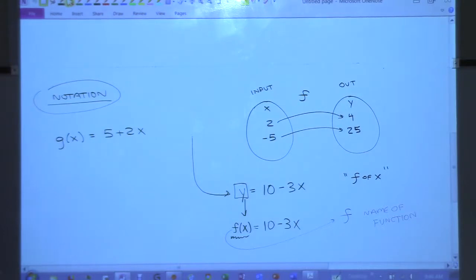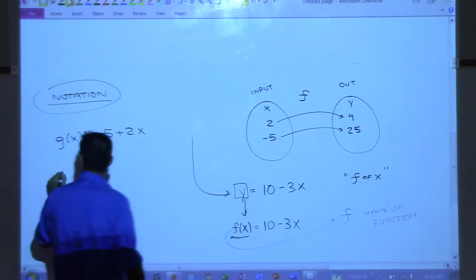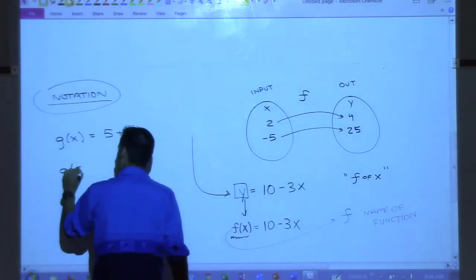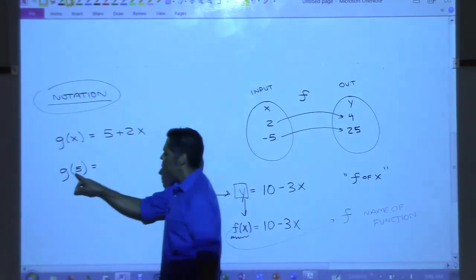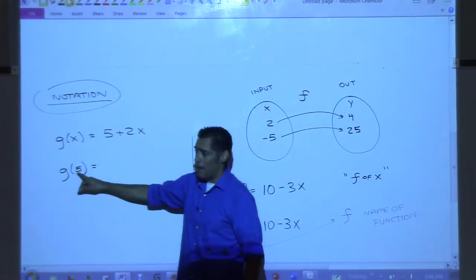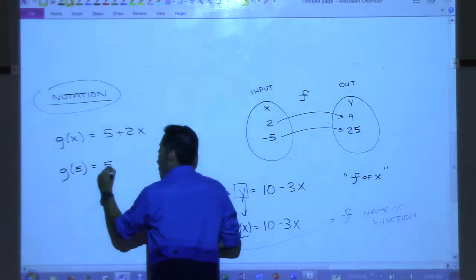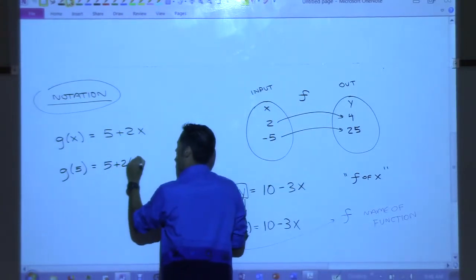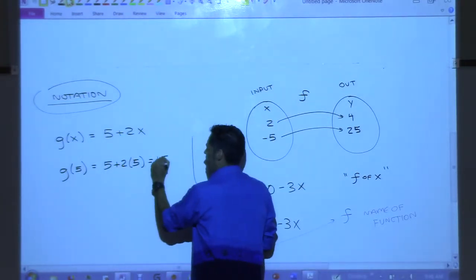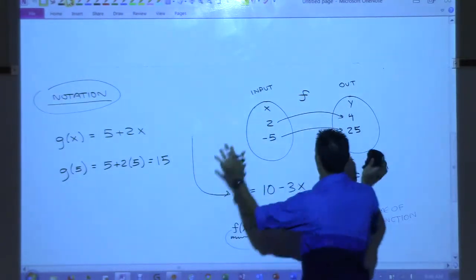So let's say I wanted to plug 5 into this. The way I'd write that is g parenthesis 5 like that. And that's telling everyone, plug 5 into that function and see what comes out. So all you do is replace that x with 5. And that would be what, 15? So this is a different function than this one, right?